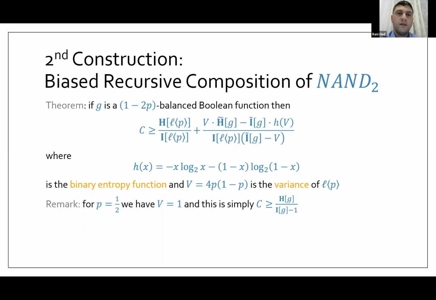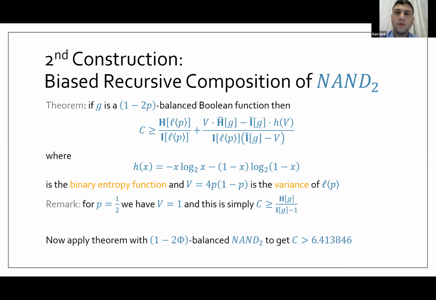And indeed, if we use, instead of the G function, this NAND that we just proved, and we take the right P, the one for which NAND is balanced, and we plug in all the numbers, we get a slightly better bound. This is no longer 6.37 something something, we get 6.41 something something.